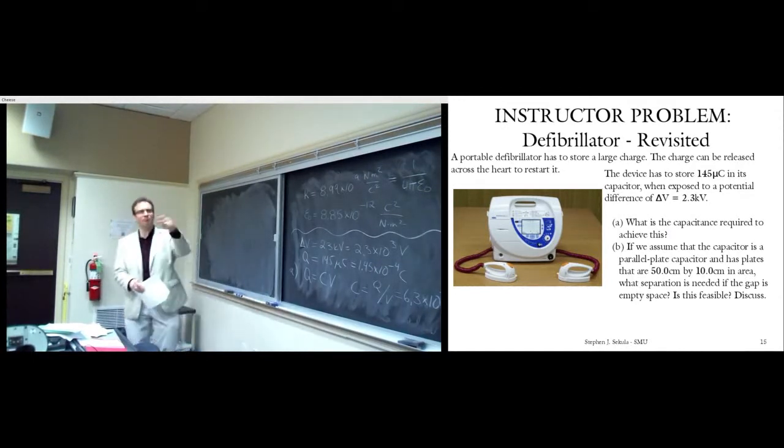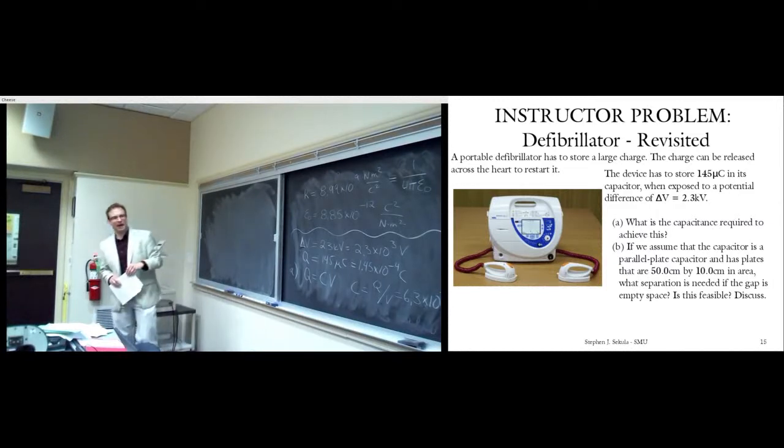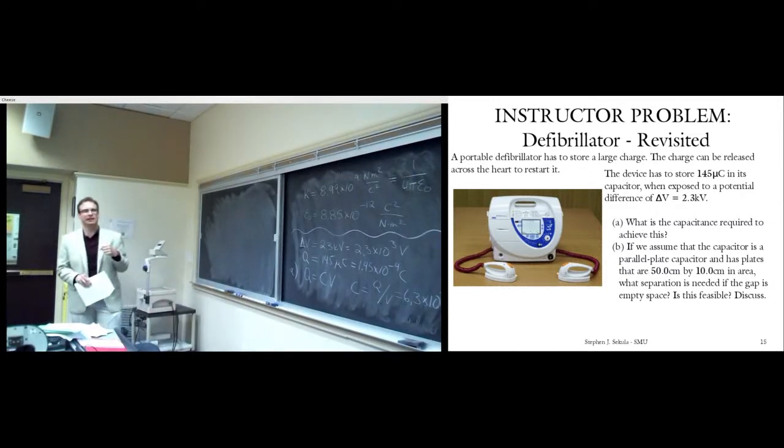Okay, part B. If we assume that the capacitor is a parallel plate capacitor inside of this device and has plates that are 50 centimeters, so half a meter long, by 10 centimeters, so a tenth of a meter tall, in area, what separation is needed if the gap is just filled with empty space? There's nothing in between those conductive plates. We'll get to the discussion in a minute. Is the answer I get feasible? And we'll talk about that in a bit.